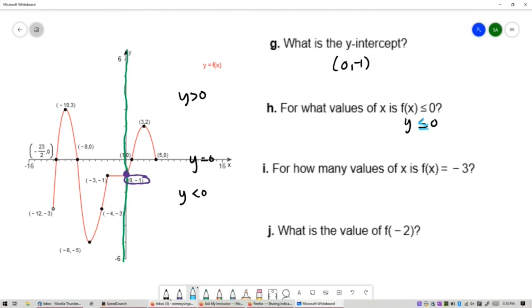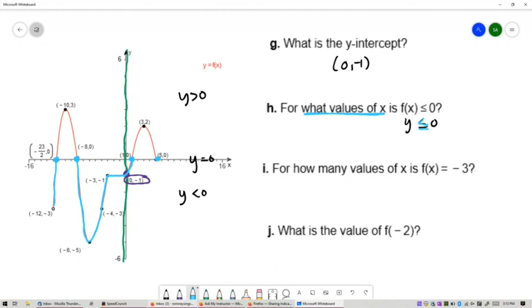So let's highlight the points that are below. So that's these points here. Those are all the points with y values that are less than 0. And then we have some points that are on the x-axis. That's these points here that we want to include. And I want to know what values of x. So I want to write down, using interval notation, x values.